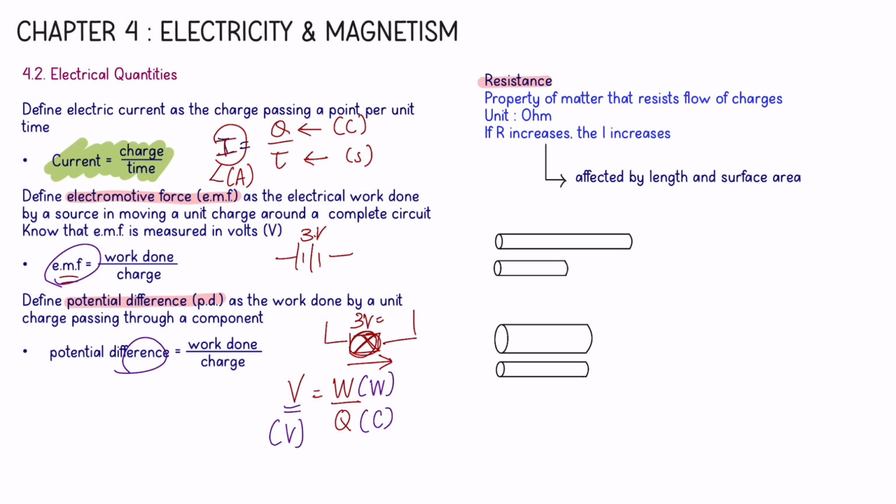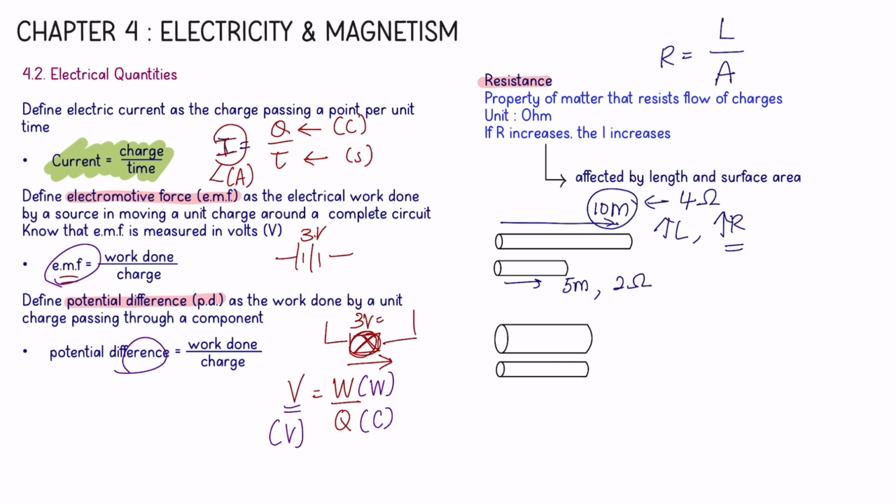Next up, for resistance, you should know that resistance is directly proportional to length but inversely proportional to area. This means that the longer the length, the higher the resistance. If the length here was 5 meters and this is 10 meters, and resistance given here is 2 ohms, then automatically you should know that the resistance here is 4 ohms. Since it is directly proportional, it will increase at a similar ratio.